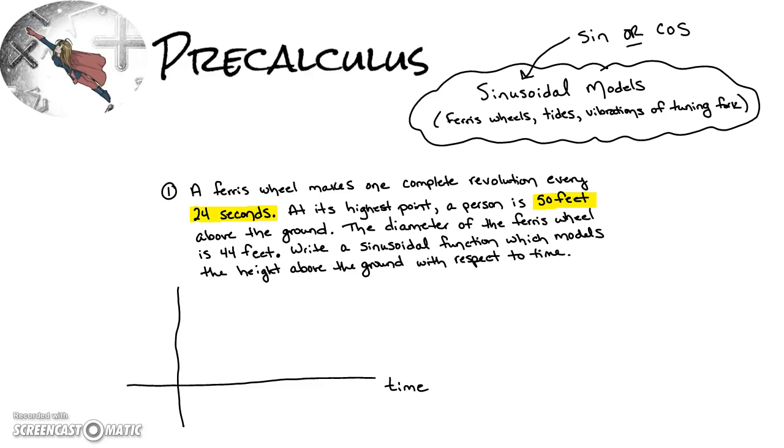So this is the height over here on the y-axis. And we just highlighted that. The highest the person gets is 50 feet, so let's mark 50 right here. And then they didn't tell us the lowest. They kind of do this quite often in these Ferris wheel problems. They told us the diameter of the Ferris wheel. So let's think about this.